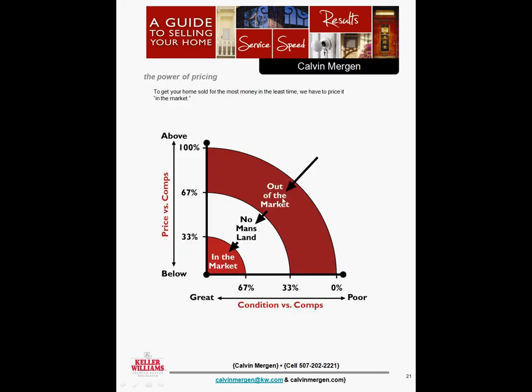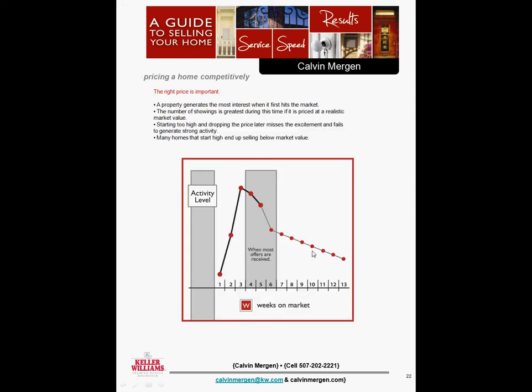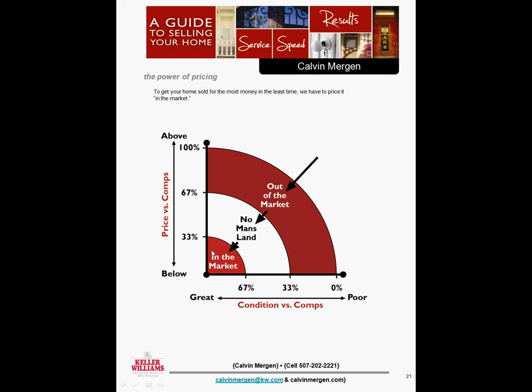This is just another one, pricing yourself out of the market. Up in this area here, oops, and then in no man's land, and basically showing them in the market. You need to be in that pricing versus the comps in that lower 33 percentile, and then your condition needs to be in that top percentile to get into the market, and just kind of showing that.